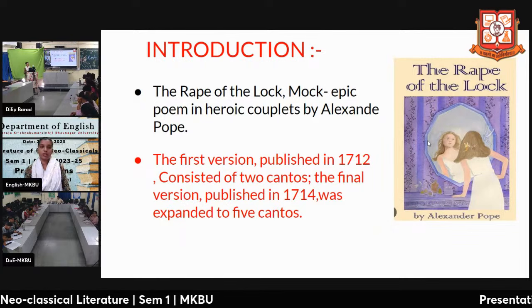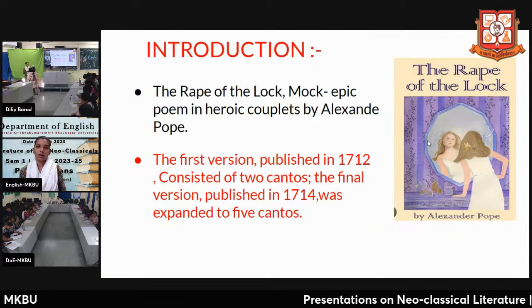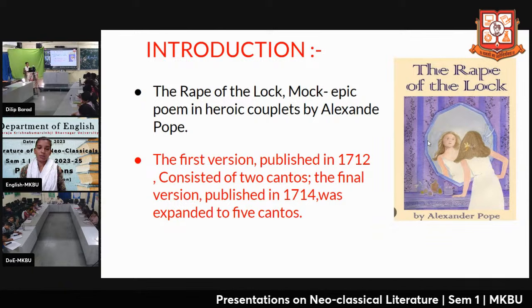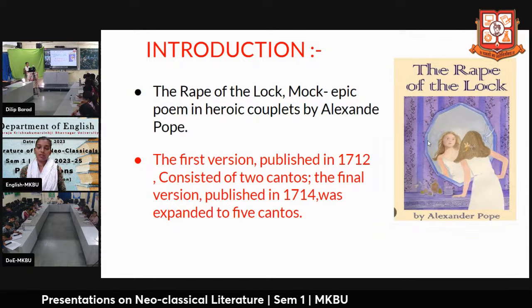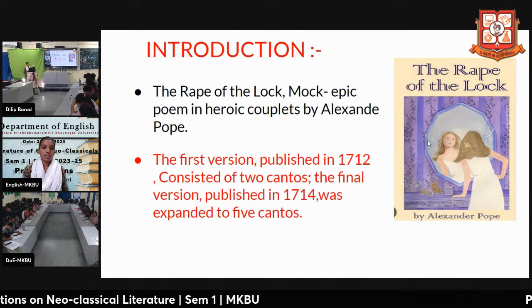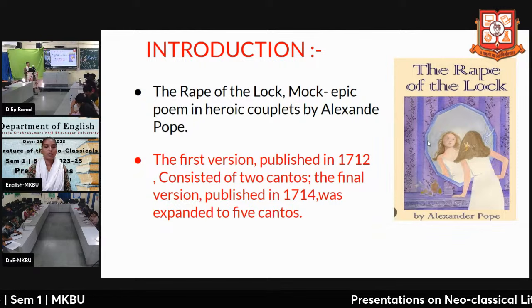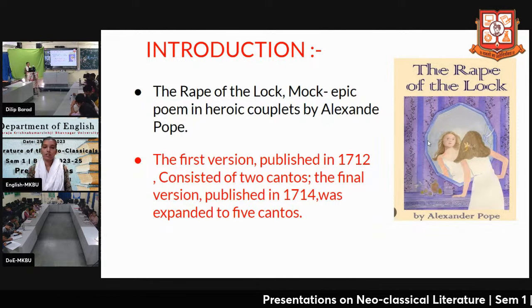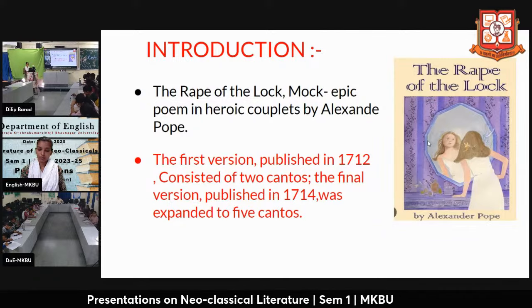Introduction. The Rape of the Lock is a mock epic poem in heroic couplets by Alexander Pope. The first version, published in 1711, consisted of two cantos. The final version, published in 1740, was expanded to five cantos.